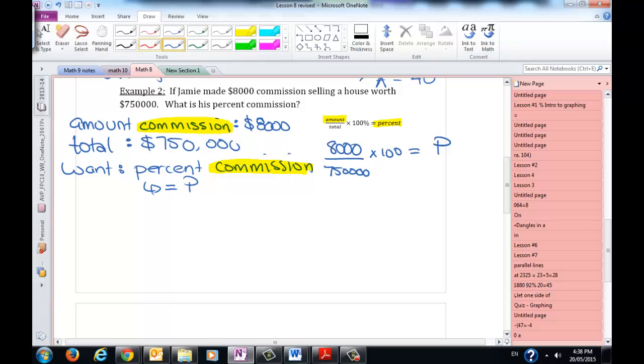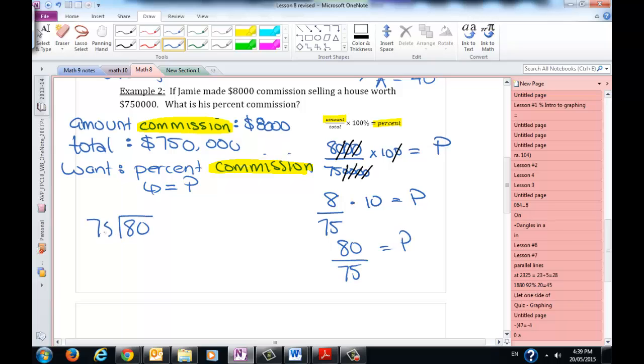And now I can start to simplify, and I'm going to divide out 10 once, 10 twice, 10 three times, and I can finally divide out 10 four times. I'm just going to rewrite so I can see this. I have 8 divided by 75 multiplied by 10 is equal to P. This is the same thing as 80 divided by 75 is equal to P. And now I can do long division on this. So I have 80 divided by 75.